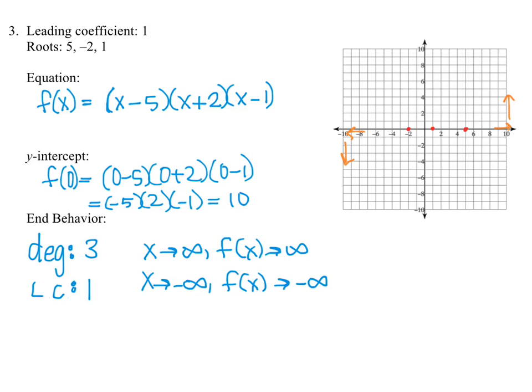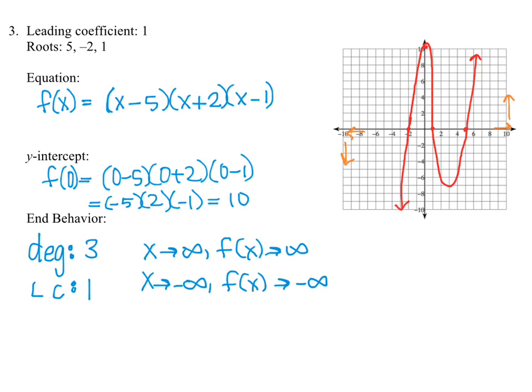All my roots have a multiplicity of 1. So I come from the bottom, go up through my y-intercept, which is 10, come back down through my x-intercept, change direction to go through my last x-intercept. And that is more or less what my graph looks like.